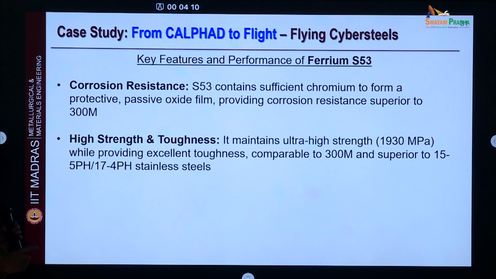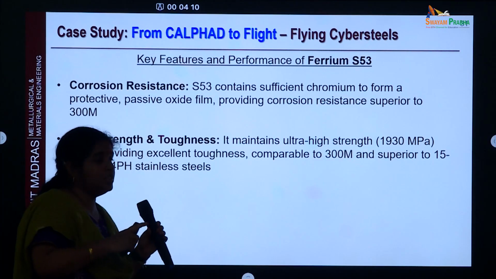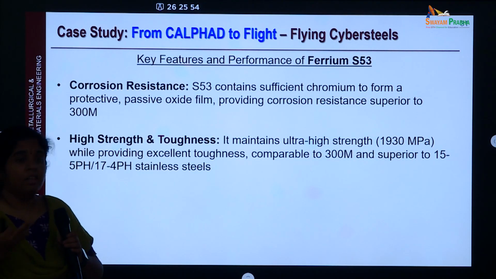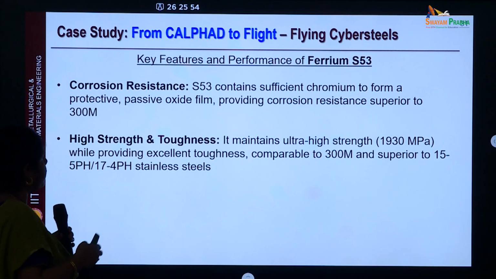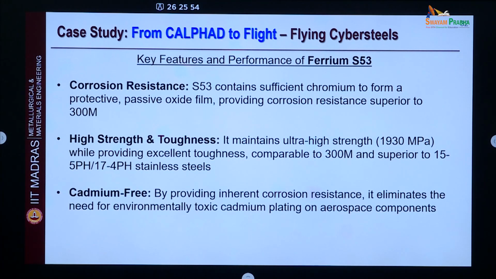High strength and toughness, they got a very high strength of 1930 megapascal. You will see steels are only 600, 800 megapascal. 1930 megapascal is comparable to and superior to some of the other types of stainless steels like 15-5 and 17-4 PH, and cadmium free, no coating required. No coating required in the newly developed steel. It has inherent corrosion resistance thanks to the chromium.